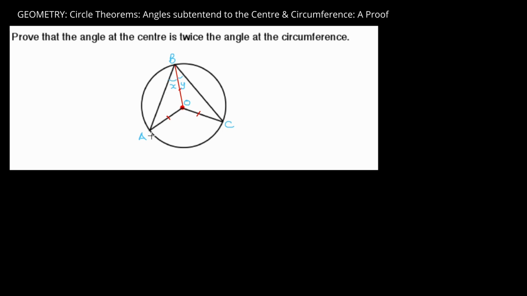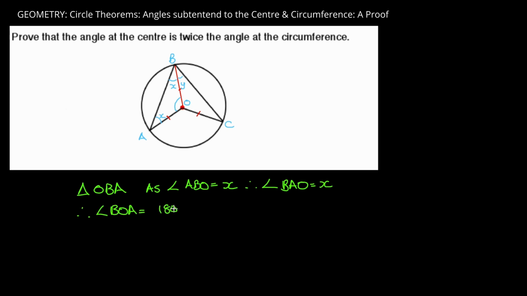Well, first of all, look at triangle OBA. It's an isosceles triangle because we've got the two radii, like the spokes of a bicycle wheel. We've got two spokes here. So there's another angle X sitting down here. So sticking with this triangle, this angle up here, which is angle BOA, is equal to 180 minus 2x, because the angles in triangle BAO must add up to 180 degrees.